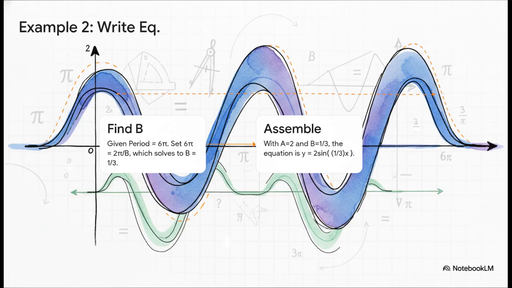We just use our formula. We know period equals 2 pi over b. So we plug in what we know. 6 pi equals 2 pi over b. Do a little bit of algebra, and voila! b has to be 1/3. Now we just put the pieces together. y equals 2 times sine of 1/3 x.